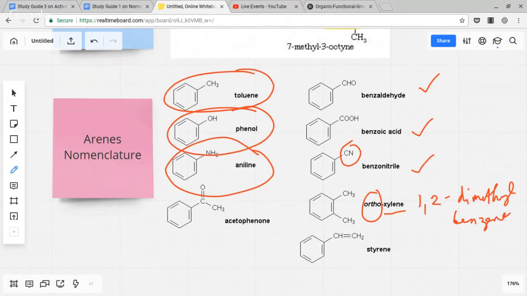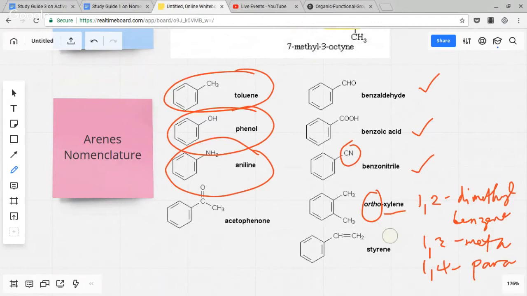And then if you got meta, meta is 1,3. So meta is 1,3. If you get 1,4 in your benzene, that's a para. That's a para, it will have a para prefix. So just be familiar again with these terms because you might meet them, and I hope that it will not be a strange word to you when you are trying to figure out the names of these structures.